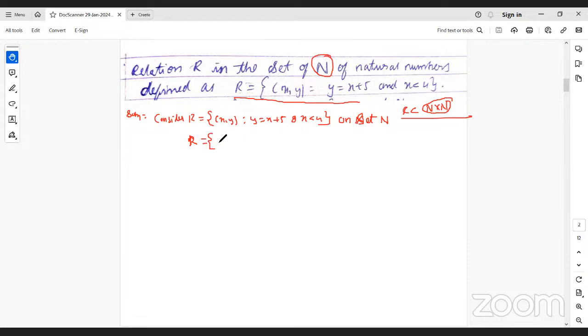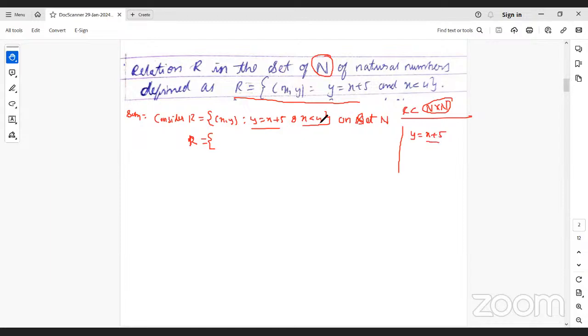Okay, so first we will convert R into roster form. See here, the condition is given, same as the previous example. In the previous example, the condition was y = 3x. Now here the condition is y = x + 5. And see here, they have put a condition on x.